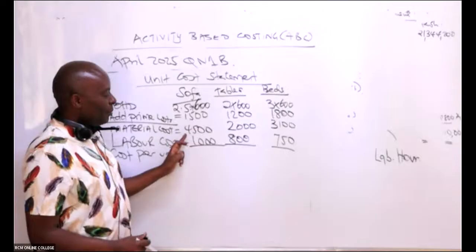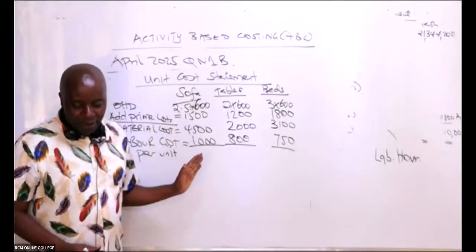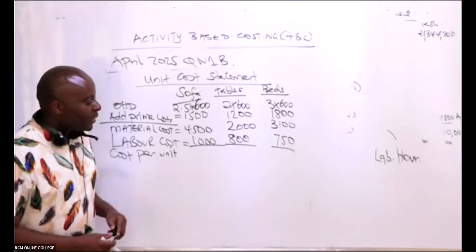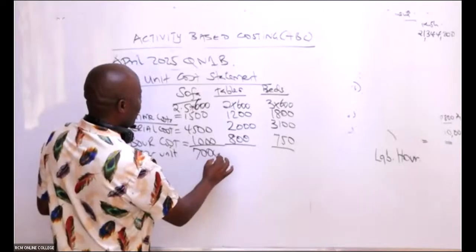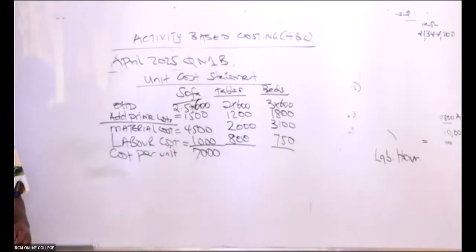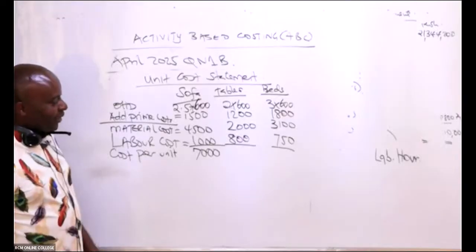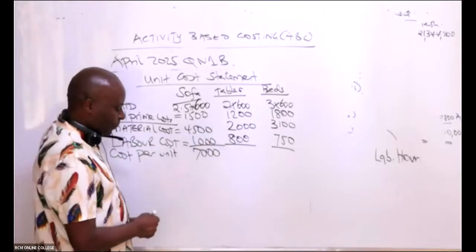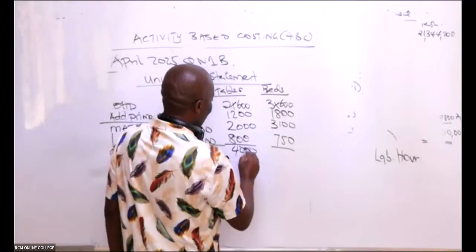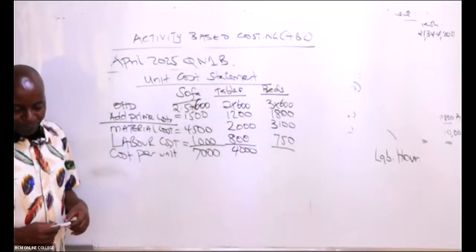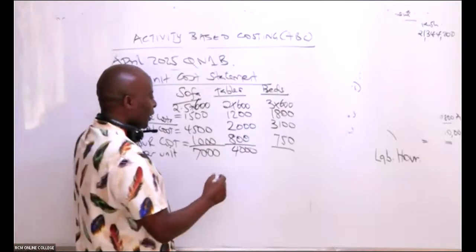So it's 1,500 plus 4,500 plus 1,000. We write an answer. The first one is 7,000. BRI, we're getting 750. You must have missed a zero. 7,000. The second one will be 1,200, 4,000. 4,000. The third one, 1,800 plus 3,100 plus 750. 5,650. Thank you so much.